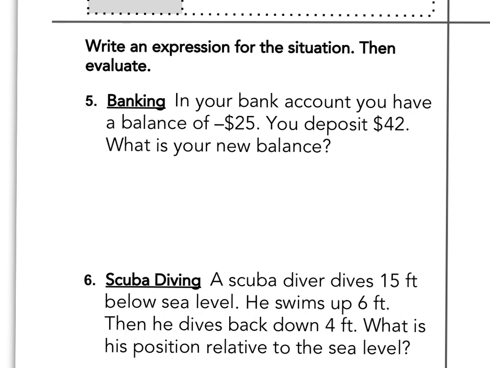We start with negative $25. And then we deposit $42. So we have to circle deposit because that's big. That tells whether that's a positive or a negative integer. So because we're depositing, that means we're adding more money into your account. So that means it's a positive 42. So now your expression for this problem is going to be negative 25 plus 42.